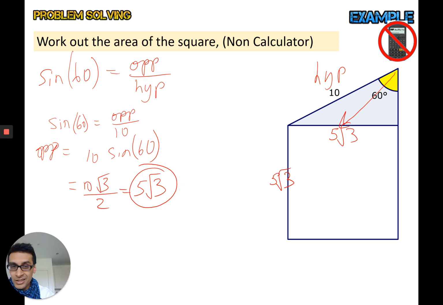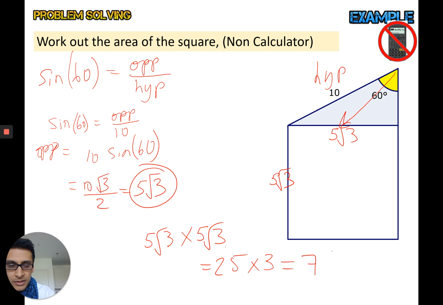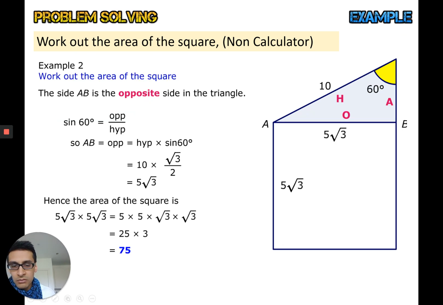It's base times height. So it's 5 root 3 times 5 root 3. And then 5 times 5 is 25. And then root 3 times root 3 is 3. So you get a nice number, 75. There's no units, so just units squared. I've typed this up for you here, just if you need to pause the video.